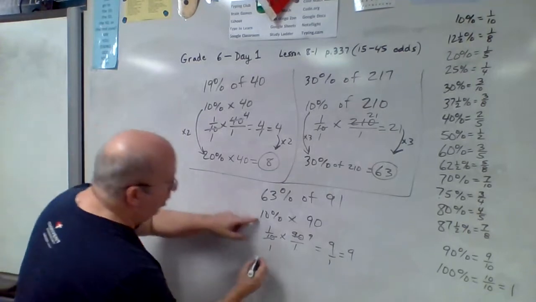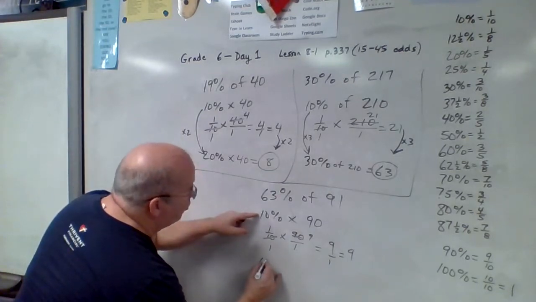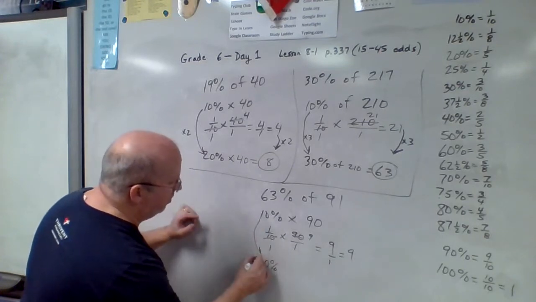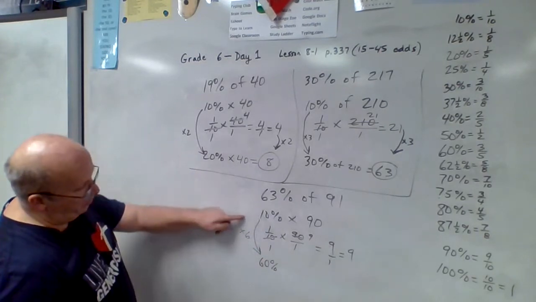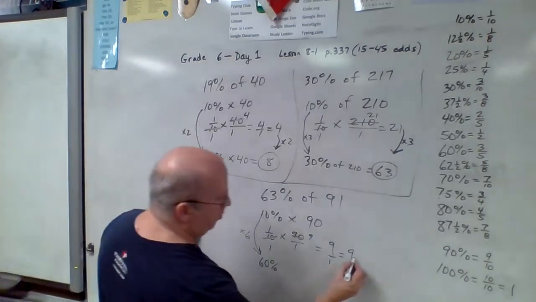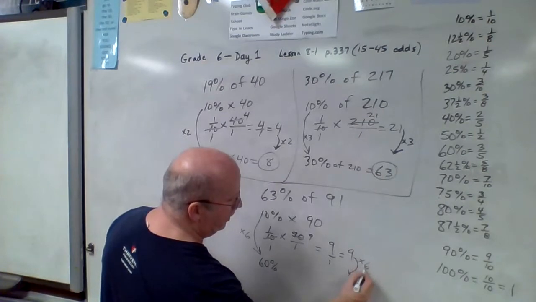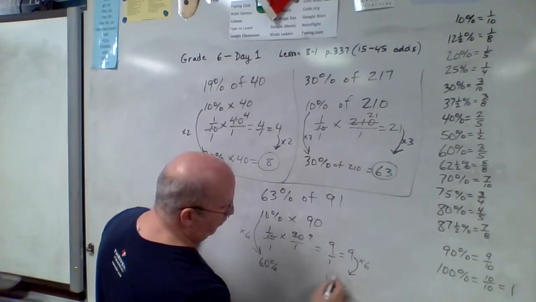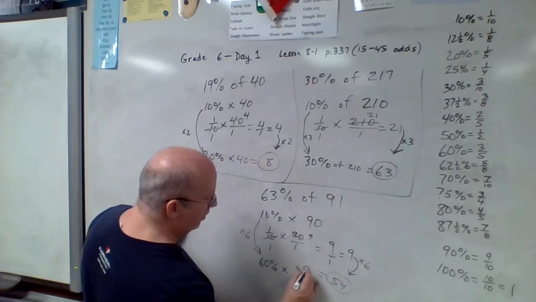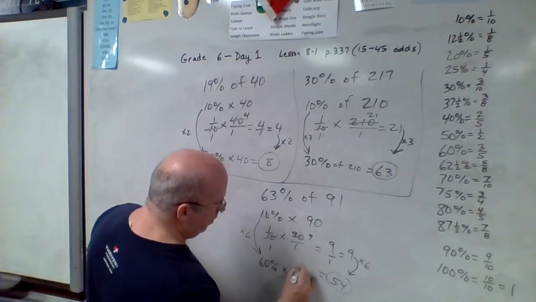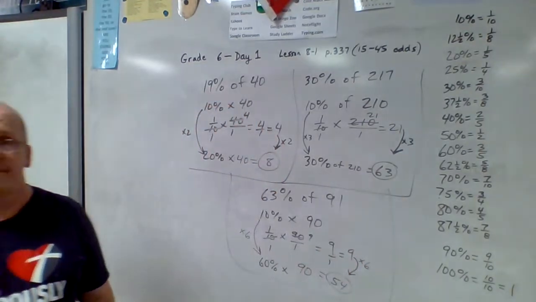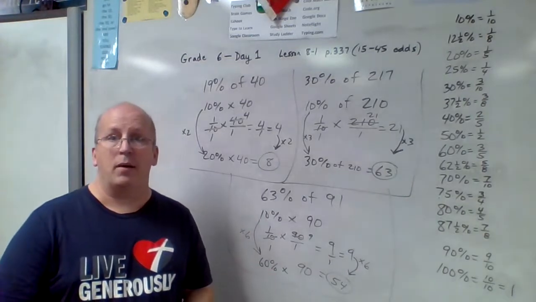But remember, we want to have an answer for 63%. I'm going to change that 63 to 60 because it's easier to work with. And that's a case of multiplying by 6 to get from 10 to 60%. So I'm going to do the same thing to this 9, and I'm going to get an answer of 54. 60% of 90 is approximately 54.